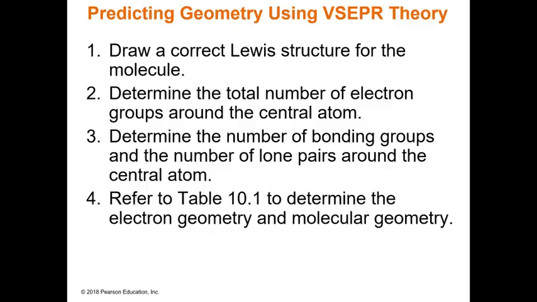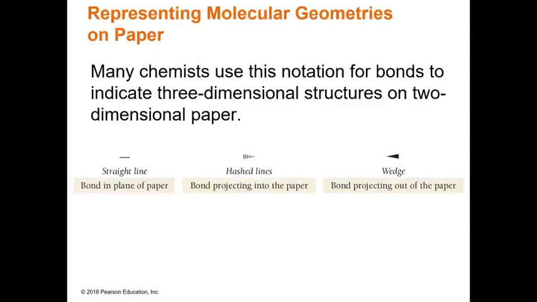To predict molecular geometry using VSEPR, follow these steps. First, draw a correct Lewis structure. Then count the total number of electron groups around the central atom, separating bonding groups from lone pairs. Finally, use these numbers to determine both the electron geometry and molecular geometry.